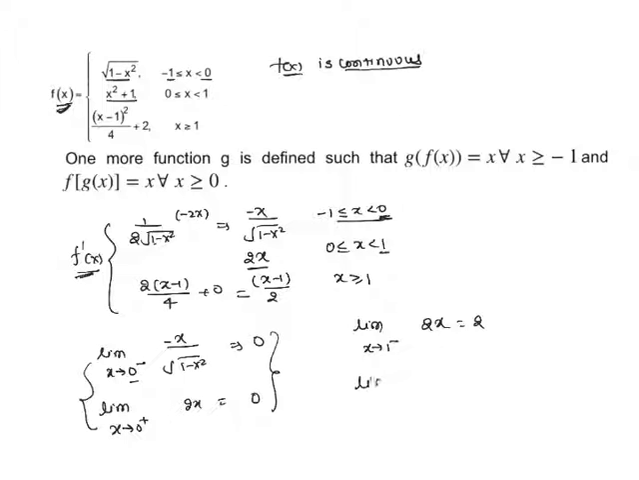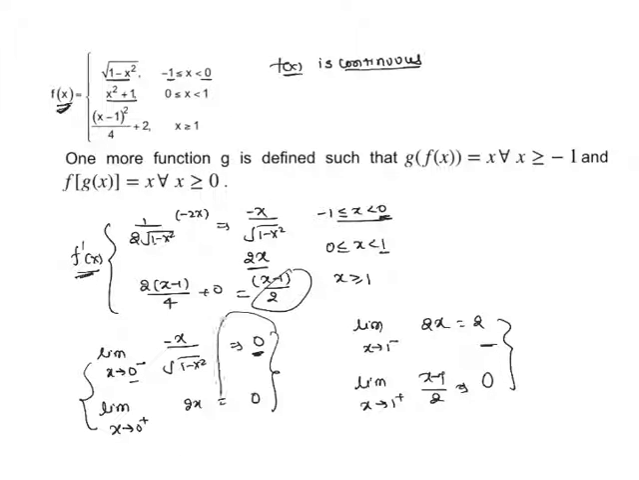Similarly, the right hand limit of f dash x, as x tends to 1 plus, the right side function is (x minus 1) divided by 2. So what will we get? We will get 0. That means at 1 it is not differentiable. So the function is differentiable at 0.